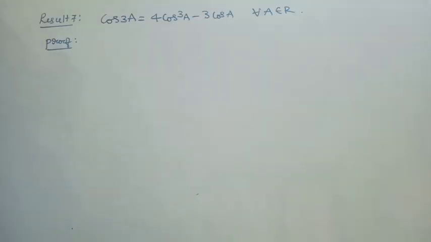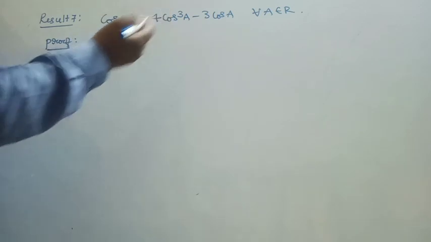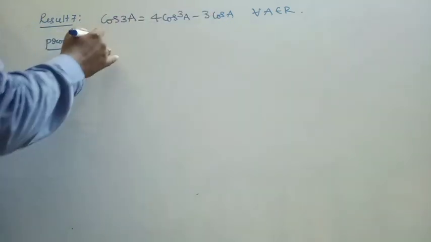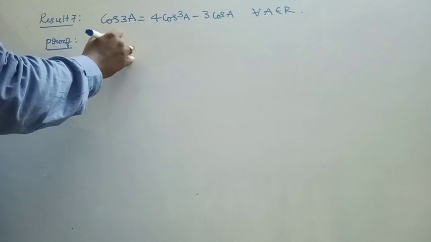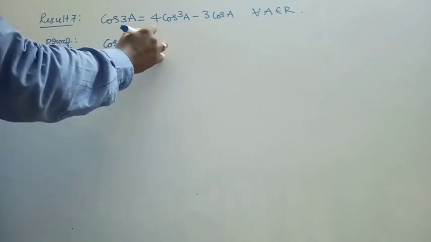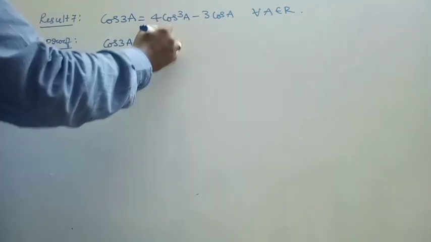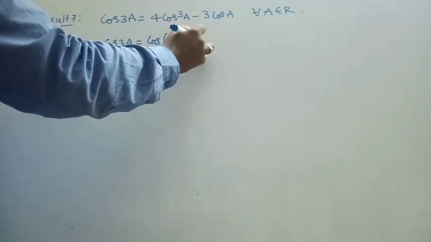Now, my dear students, result number 7, we are having cos 3A equals 4 cos cube A minus 3 cos A for all A belongs to R. Now, we need to get this purely in terms of cos. See how we are going to do. This is also 3A we are having here. You write it as cos (A plus 2A), right?